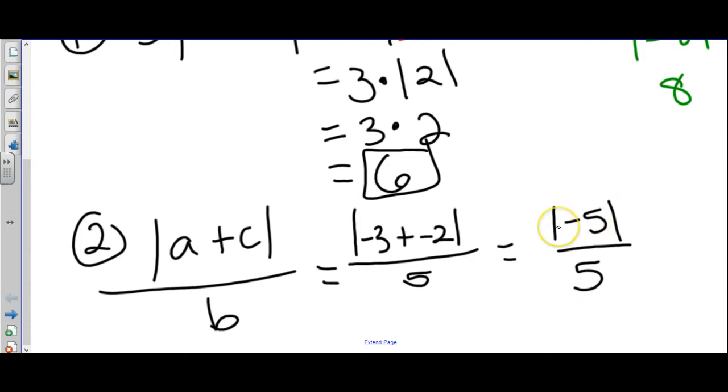Now we have to actually use the absolute value bars, which means our -5 will become +5. And then we can divide. 5 divided by 5 is 1. So that is basically all you need to know for section 204.